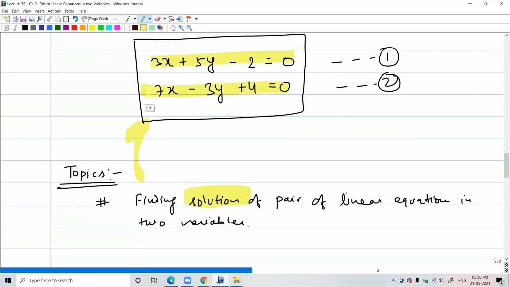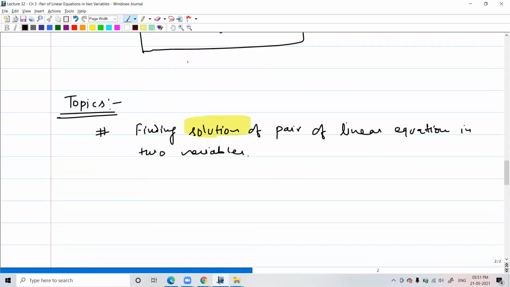It may have a solution. It may not have a solution also. That kind of case is also possible, that it may not have any solution. But if it has a solution, how to find it? So there are two ways to do it. One is the graphical method, and one is the algebraic method. So both we are going to learn.